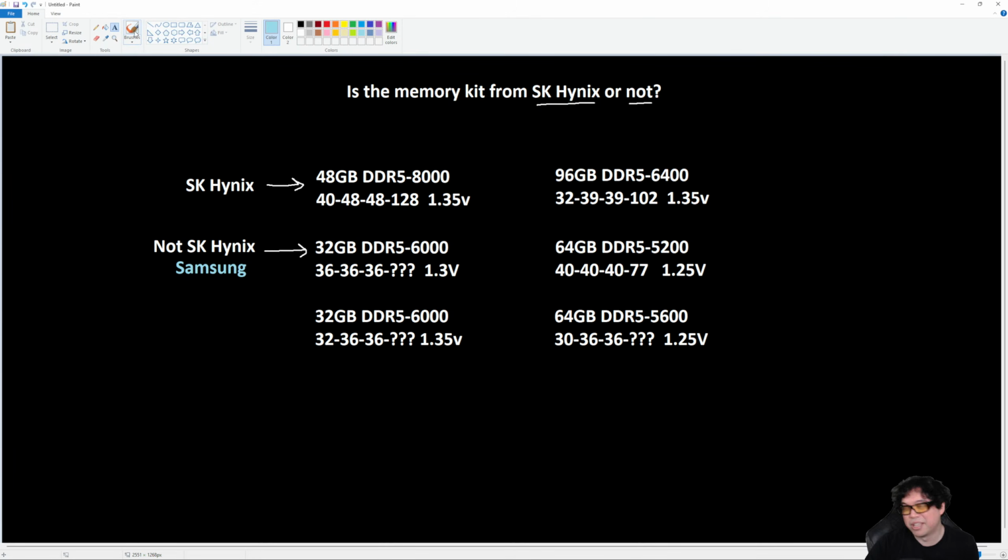Well, the correct answer is it's not SK Hynix. But like I said, it is a huge gamble because someone could have said Micron and they might have been right. But in this case, this is absolutely Samsung memory. Okay, next one.